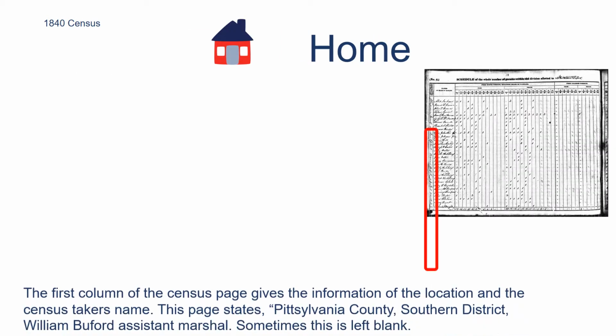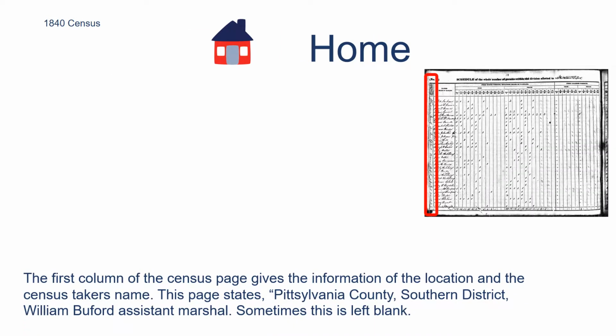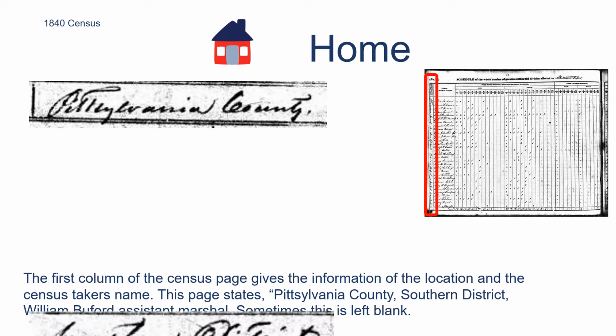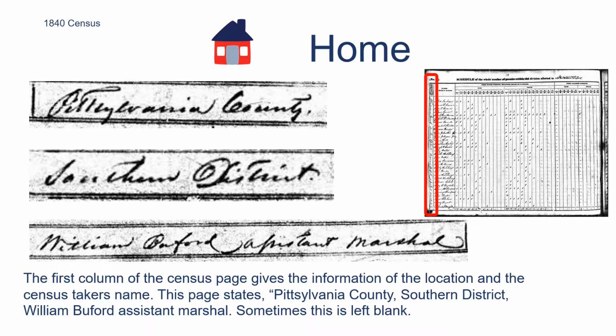Home. The first column of the census page gives the information of the location and the census taker's name. This page states Pennsylvania County, Southern District, William Buford, Assistant Marshal. Sometimes this is left blank.